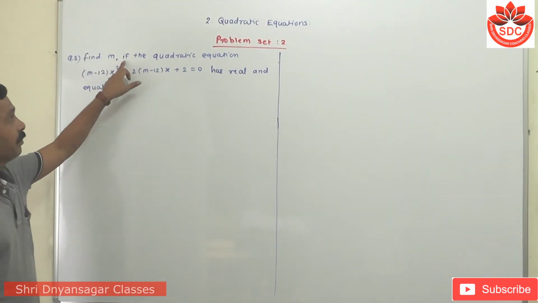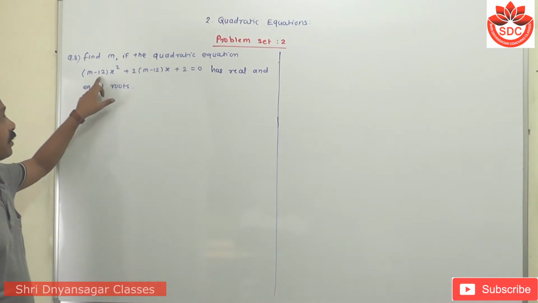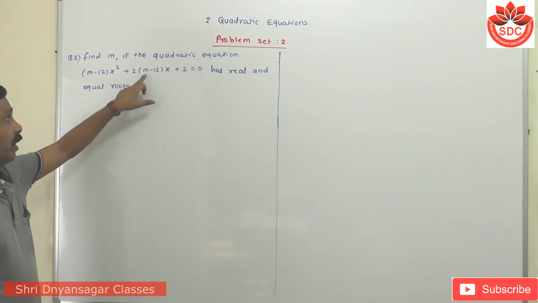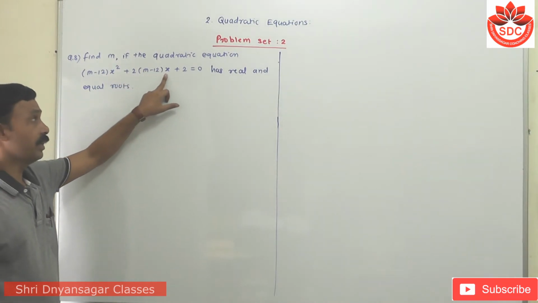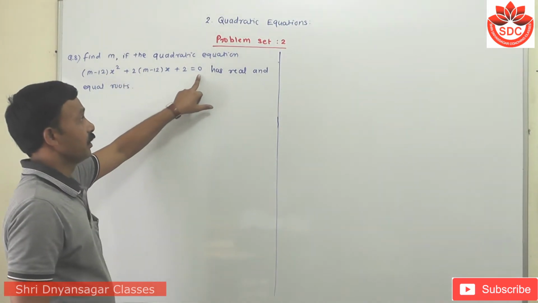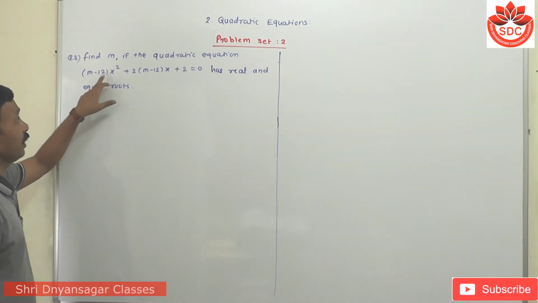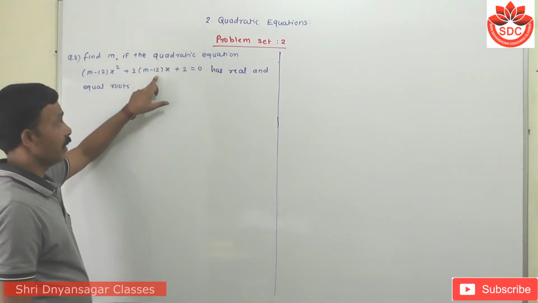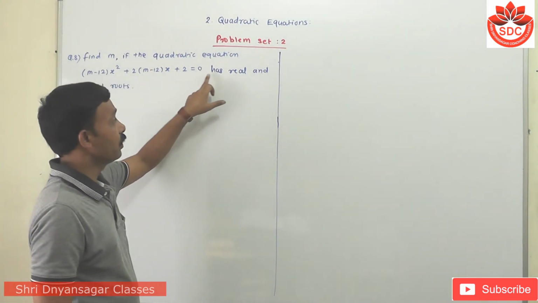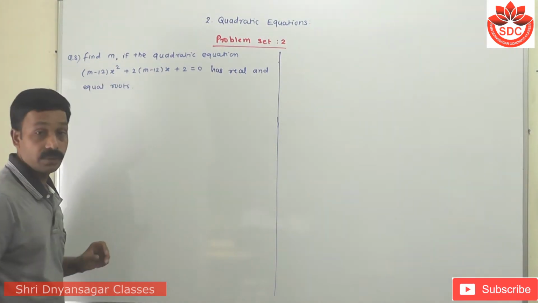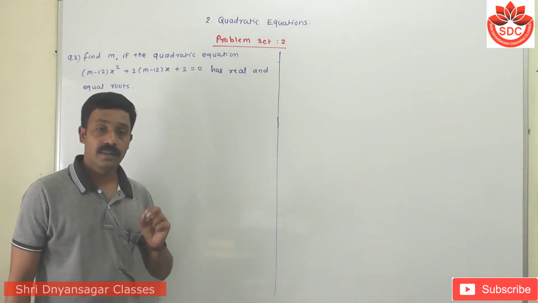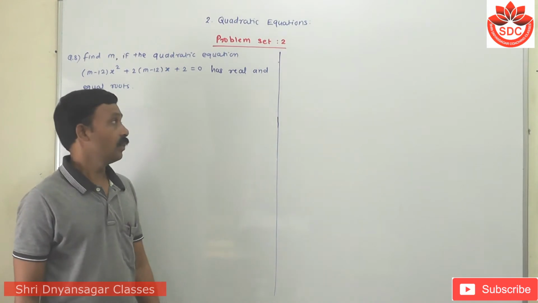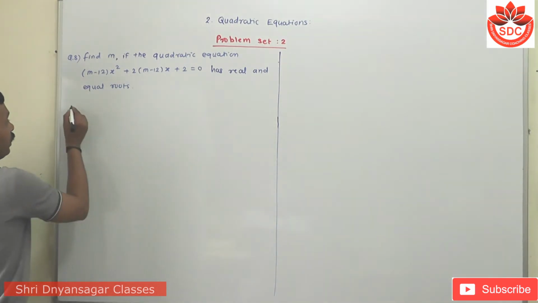Find the value of m if the quadratic equation m minus 12 into x square, not bracket square, plus twice m minus 12 into x plus 2 is equal to 0 has real and equal roots. Real and equal roots means that the value of delta, meaning b square minus 4ac, is equal to 0. We have to use this condition here. Then its solution.